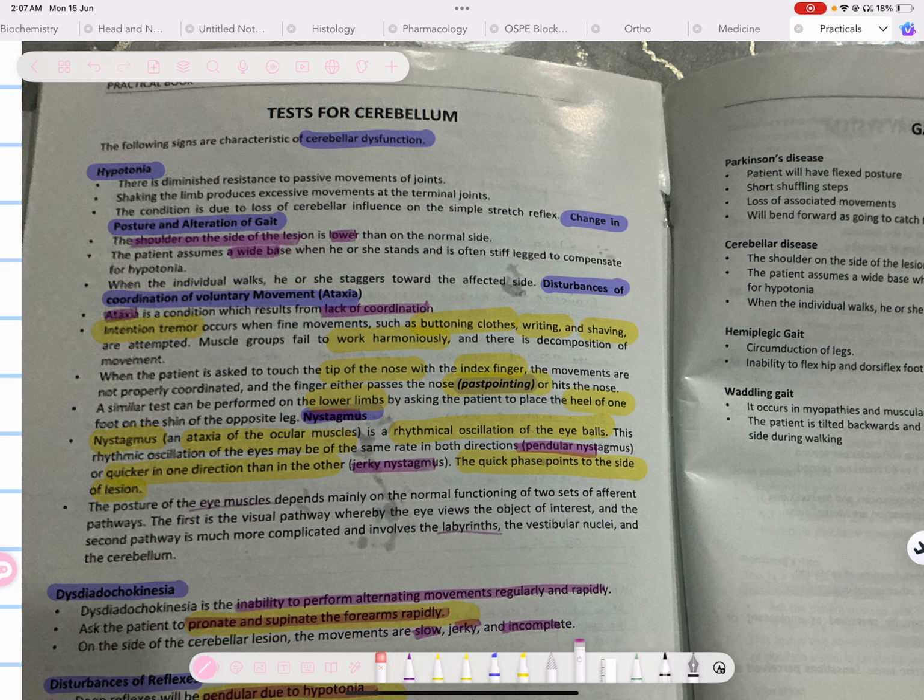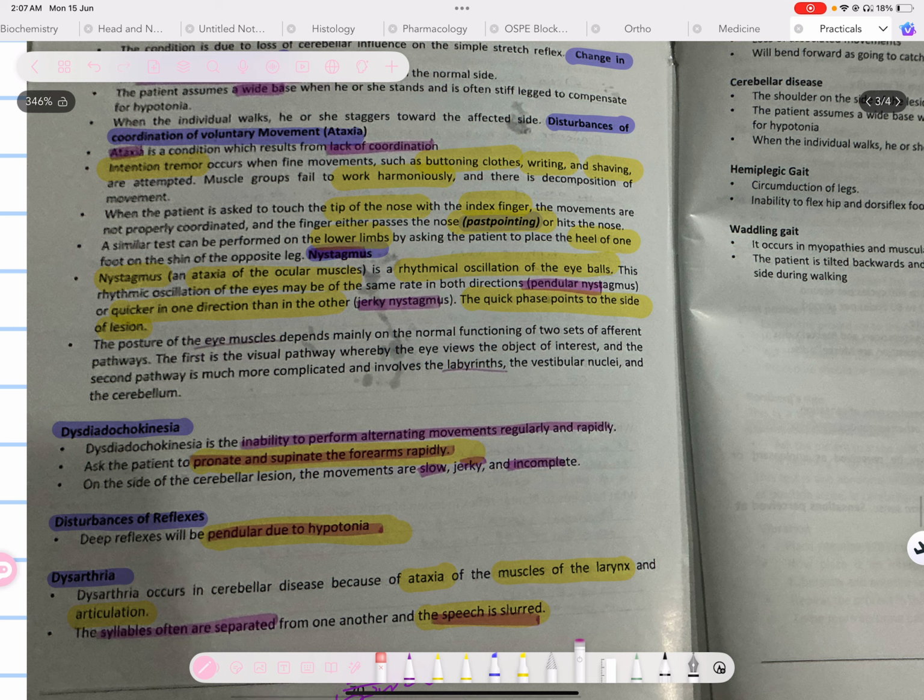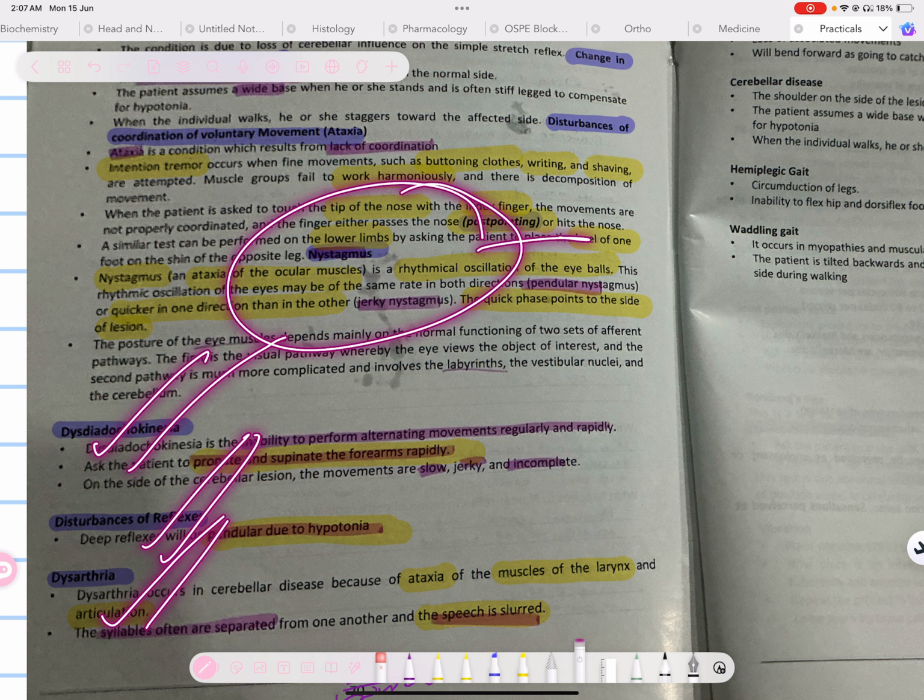So this is your cerebellar dysfunction sign. Hypotonia, posture, and there will be alteration of gait, right? That you can explain, and in voluntary movements there will be lack of coordination, ataxia, and nystagmus would be there, dysdiadochokinesia, and disturbance of reflexes and dysarthria. You can also talk about past pointing.